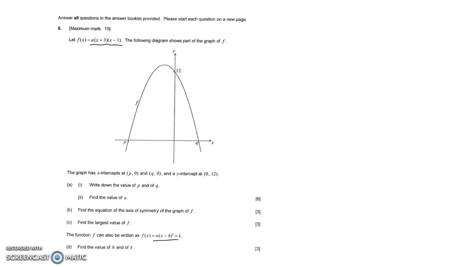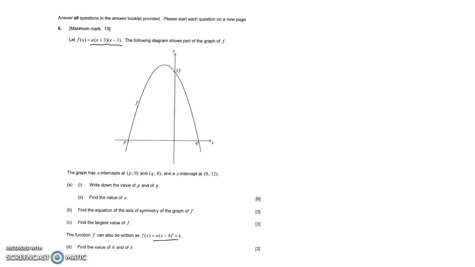So let's dive straight in. We've got a function. As I said, it's a quadratic. We've got a negative facing quadratic, and the following diagram shows it as f. Now the graph has intercepts p, 0 and q, 0. Those are here and here, and an intercept at 0, 12. So we're told where it crosses the axes.